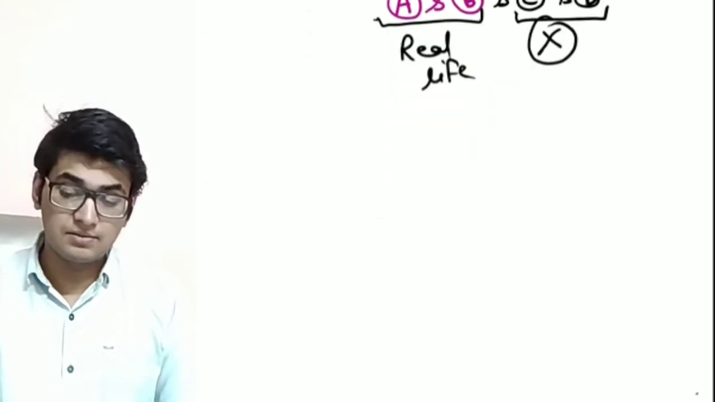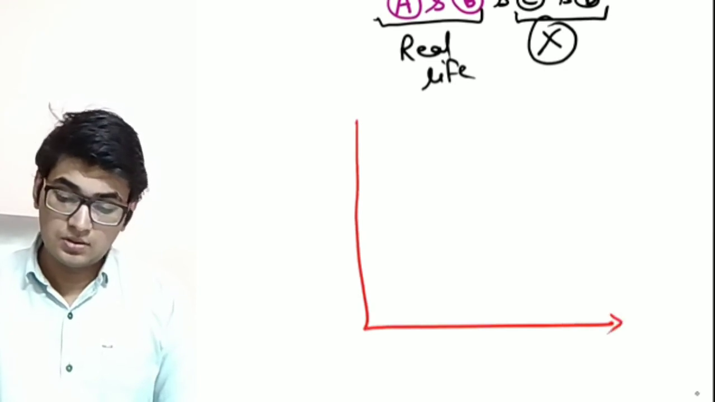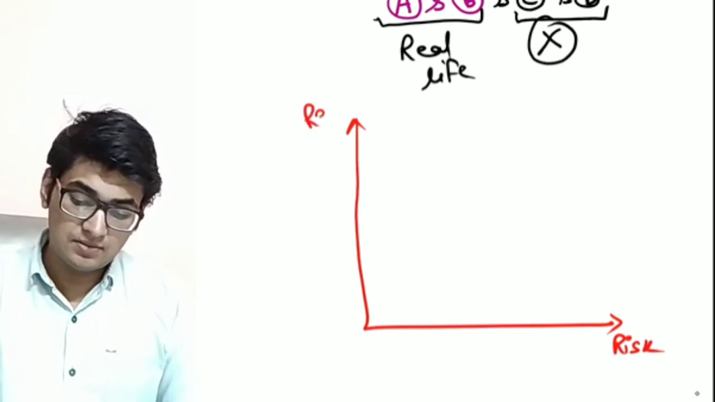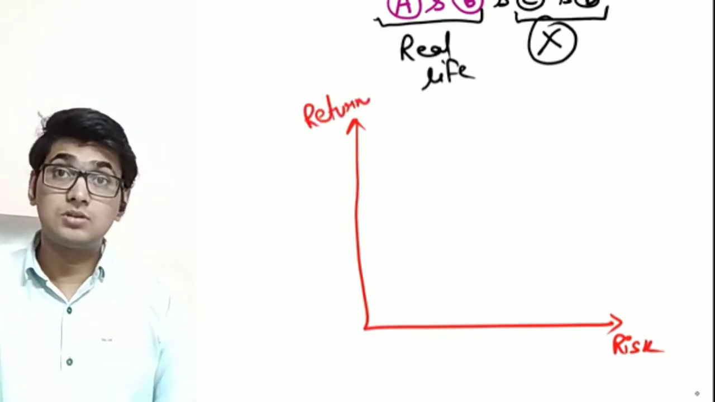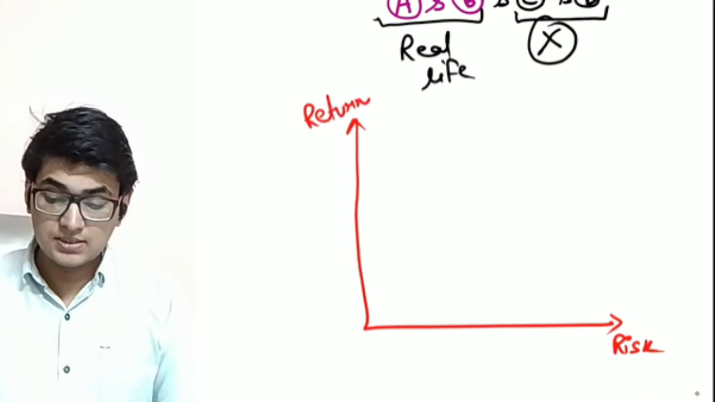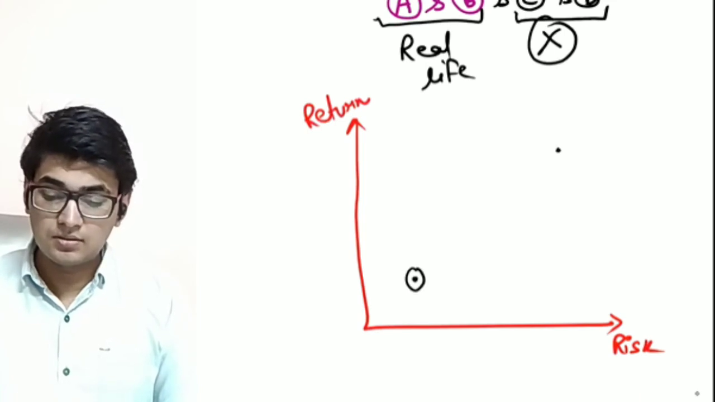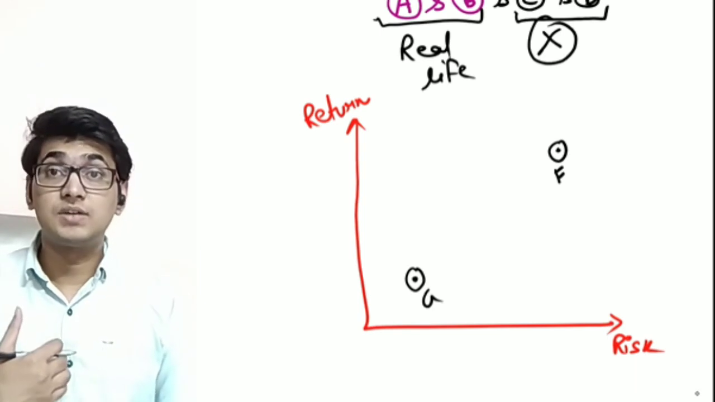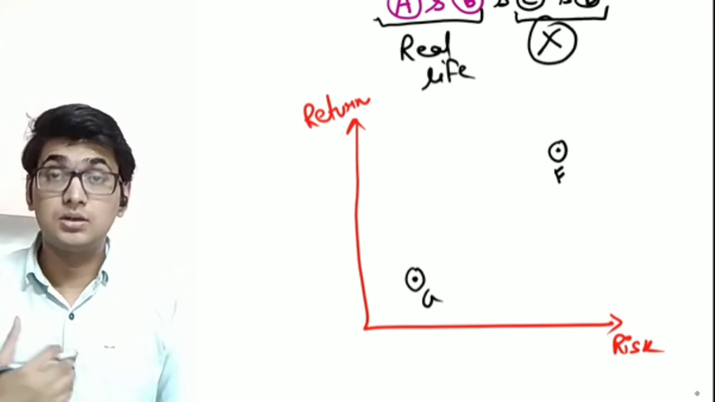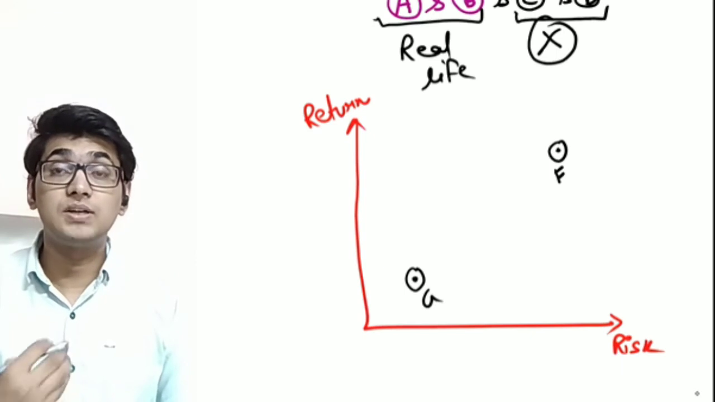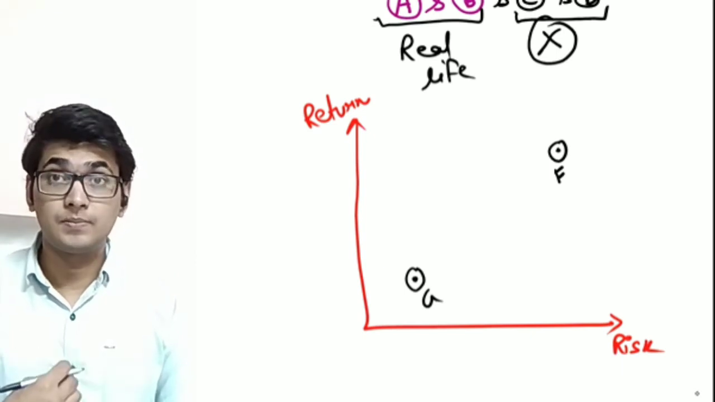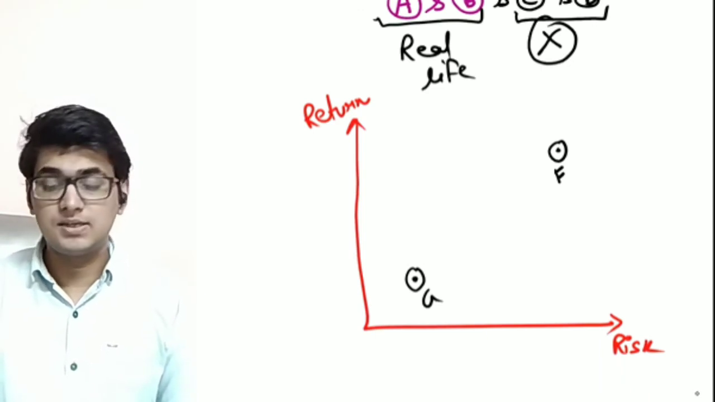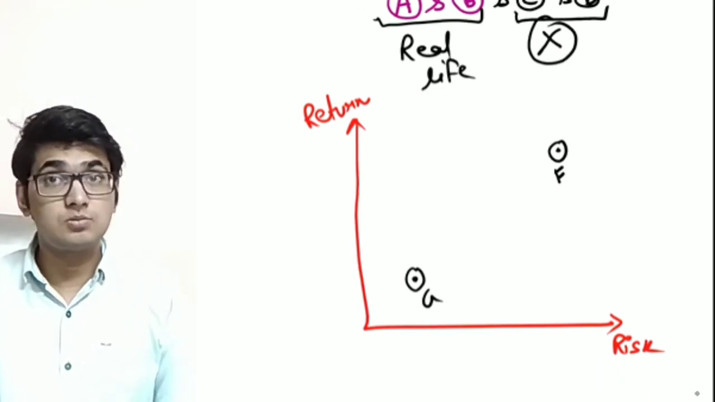Now we are going to start with the portfolio. Here we have risk, here we have return. Now suppose there are two securities, one is Google, one is Facebook. I am the investor. I am telling you that I want to invest my $10,000. Clear? Now you will find out, okay sir, there are two securities, one is Google, one is Facebook.